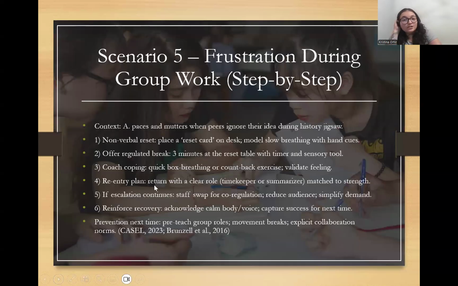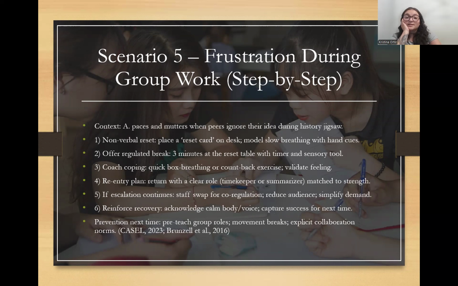Scenario 5, frustration during group work. So context. A paces and mutters when peers ignore their idea during history jigsaw. Nonverbal reset. Place a reset card on the desk. Model slow breathing with hand cues. Offer regulated break, 3 minutes at the reset table with a timer and sensory tool.